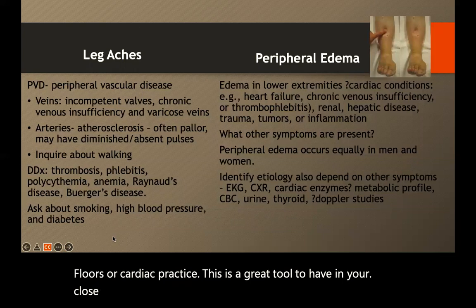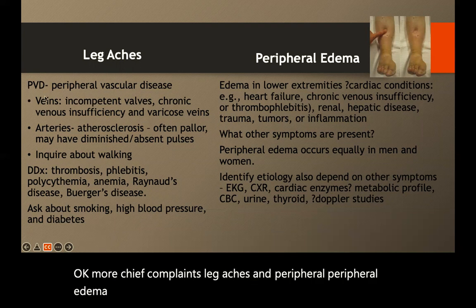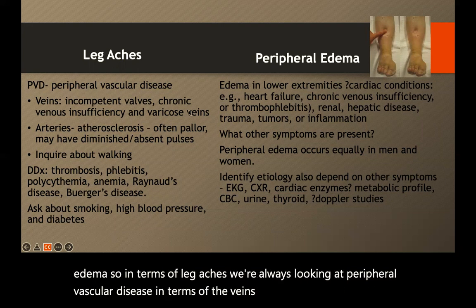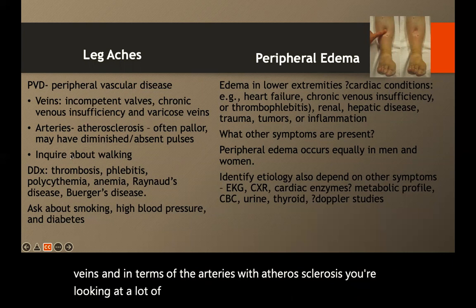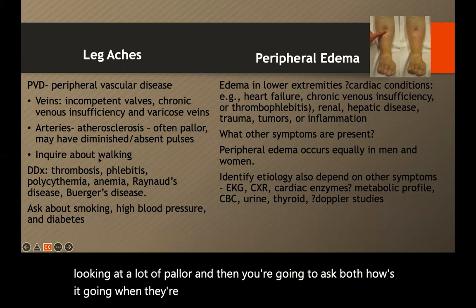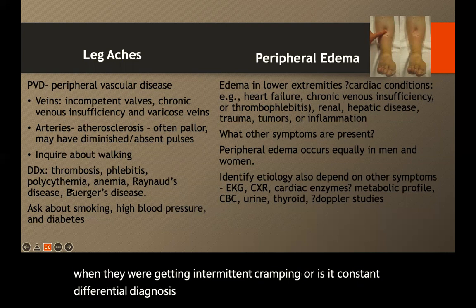Okay, more chief complaints: leg aches and peripheral edema. In terms of leg aches, we're always looking at peripheral vascular disease. In terms of the veins, incompetent valves and varicose veins. And in terms of the arteries with atherosclerosis, you're looking at a lot of pallor. Then you're going to ask how it's going when they're walking. When are they getting the pain? Is it intermittent cramping, or is it constant? Differential diagnoses include thrombosis, phlebitis, polycythemia, anemia, Raynaud's, and Buerger's disease.